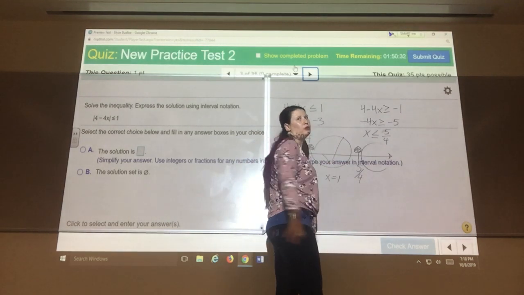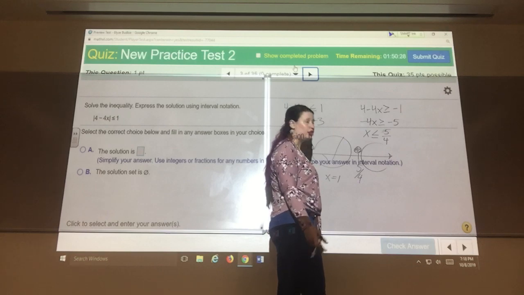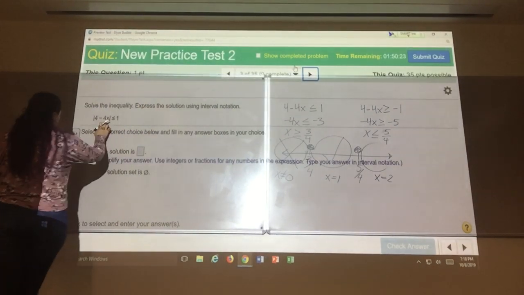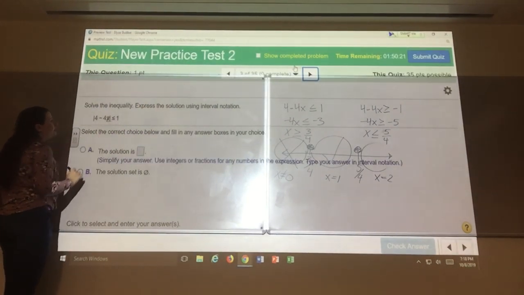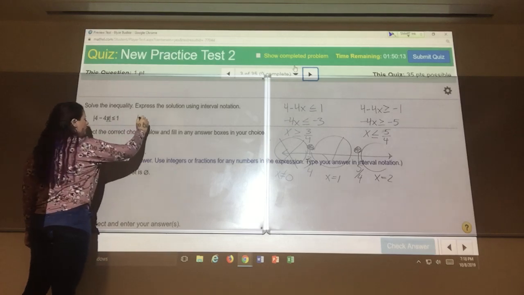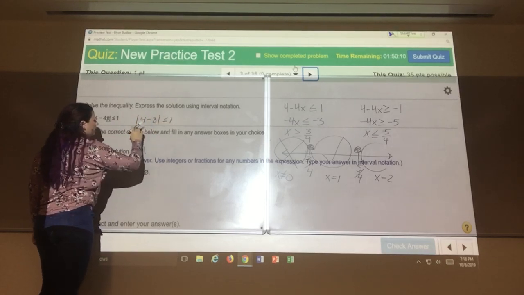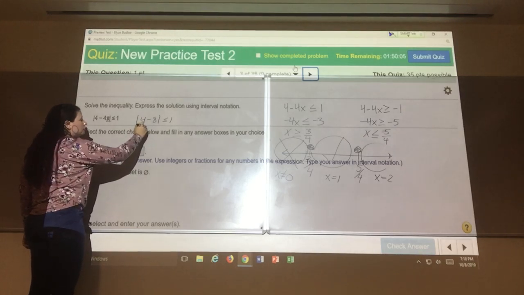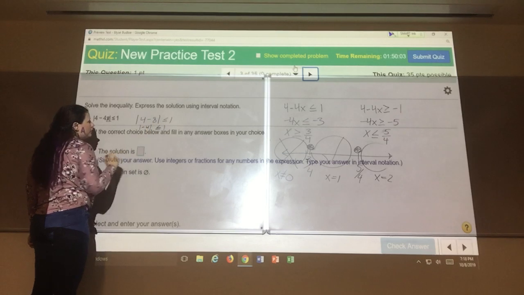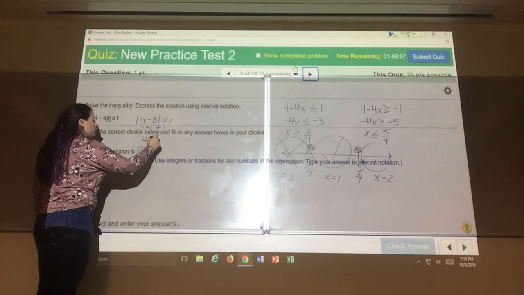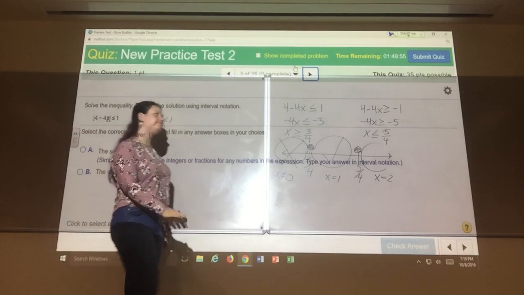What's something bigger than 5/4? 2. Can x equal 2? Okay, again, let's plug in. So we're doing 2 here. Well, what's 4 times 2? 8. So then we have the absolute value of 4 minus 8, which is -4, technically, because I haven't done the absolute value yet. And the absolute value of -4 is 4. So then we have 4 less than or equal to 1. That doesn't work.